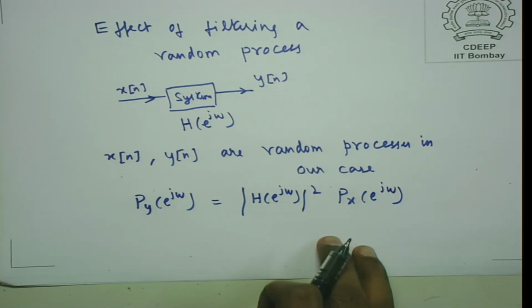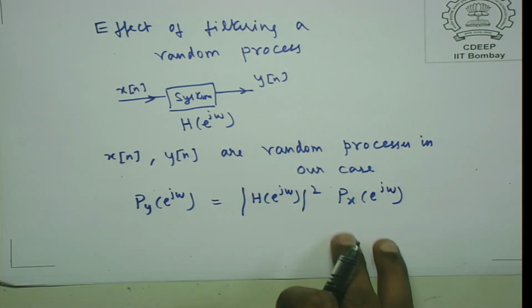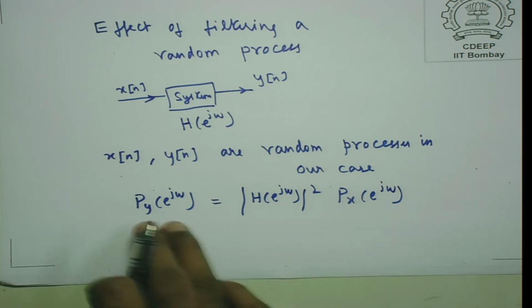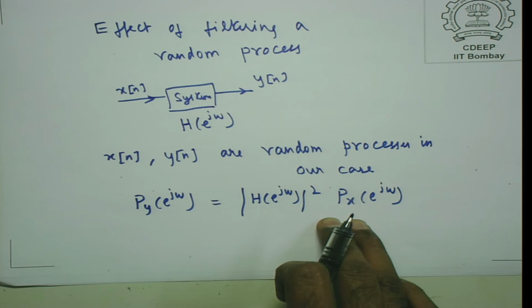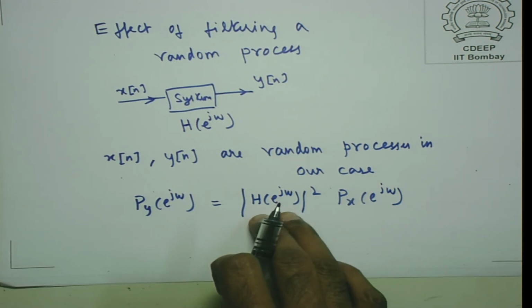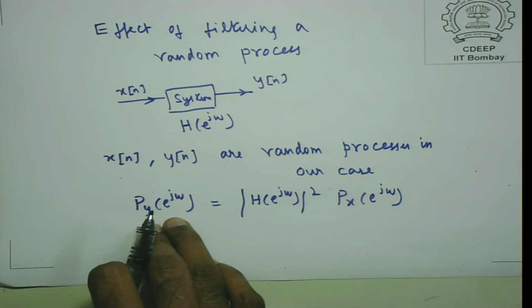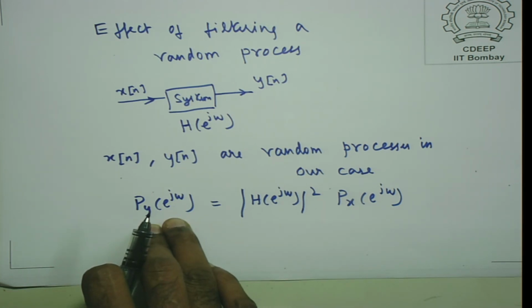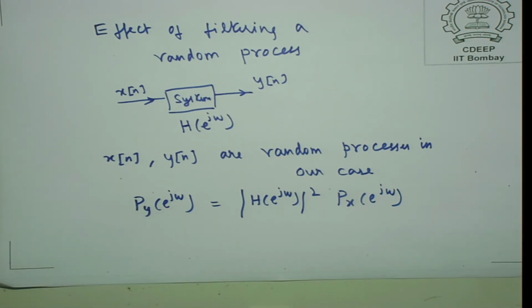So why is this important? This is important because if I know the input power spectrum, I can know what the output spectrum is. So if the input is noise, I will know the power spectrum of the noise. You can see the effect of this system on this noise, and that would be the output power spectral density.